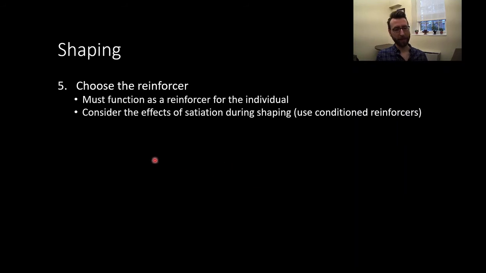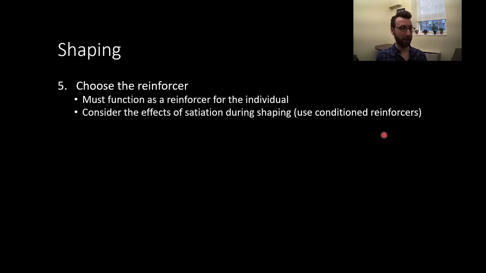We also might want to consider the effects of satiation during shaping, right? We don't want something that the subject is going to easily get enough of. So if we give a child food or something each time they get closer to our goal, once the child has had enough of that food, they're not going to cooperate anymore because they no longer desire that reinforcer. This is why conditioned reinforcers can be really, really useful.